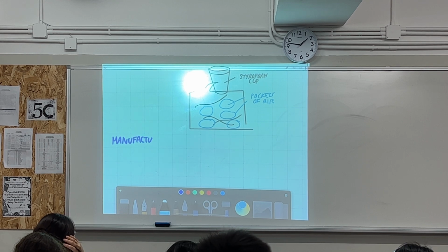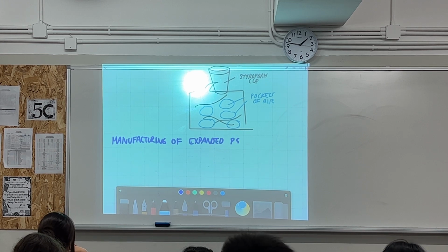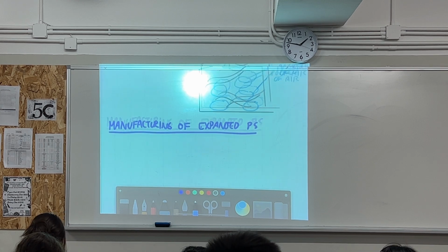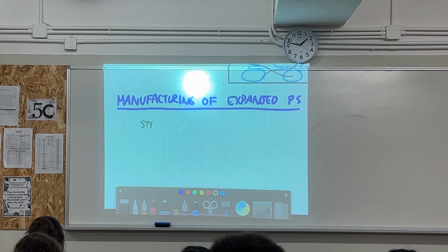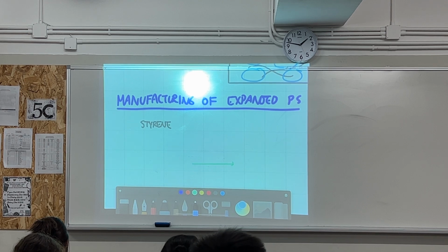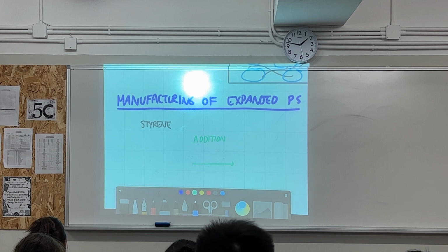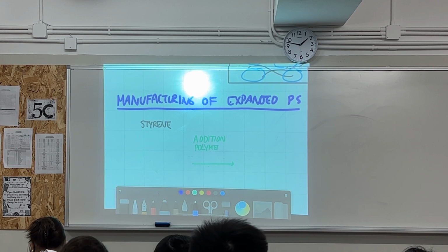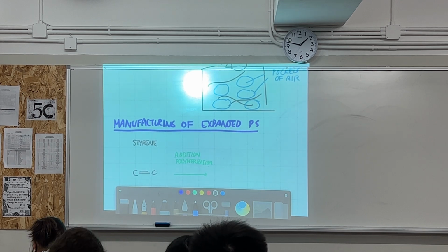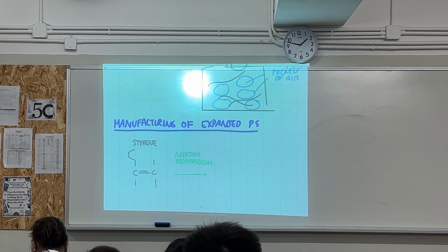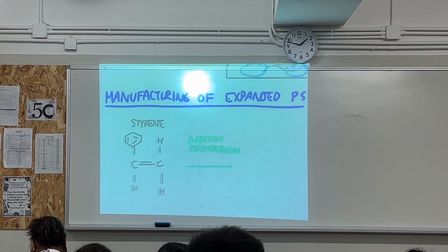Okay, so here is a quick look at the manufacturing of the expanded polystyrene. So first of all, we'll need the monomer, which is styrene. We polymerize it by addition polymerization. So remember we have addition polymerization, right? It will then turn into this structure. So remember that hexagonal ring from last time? Yeah, that's the benzene ring.